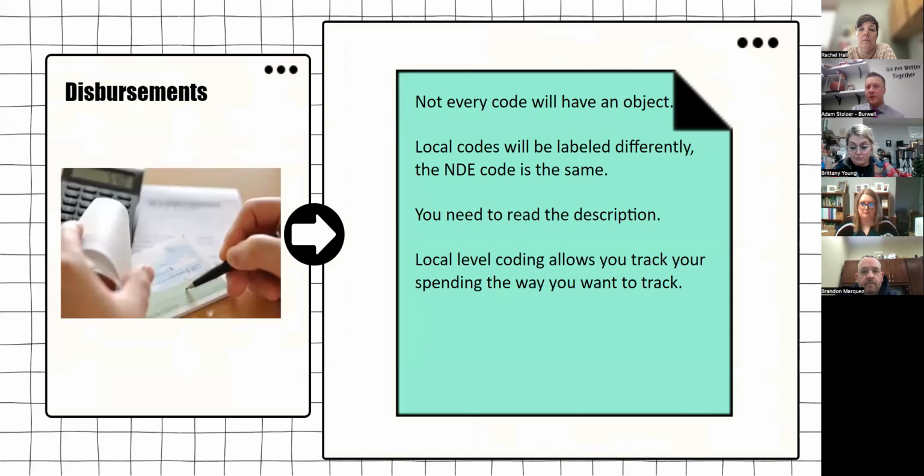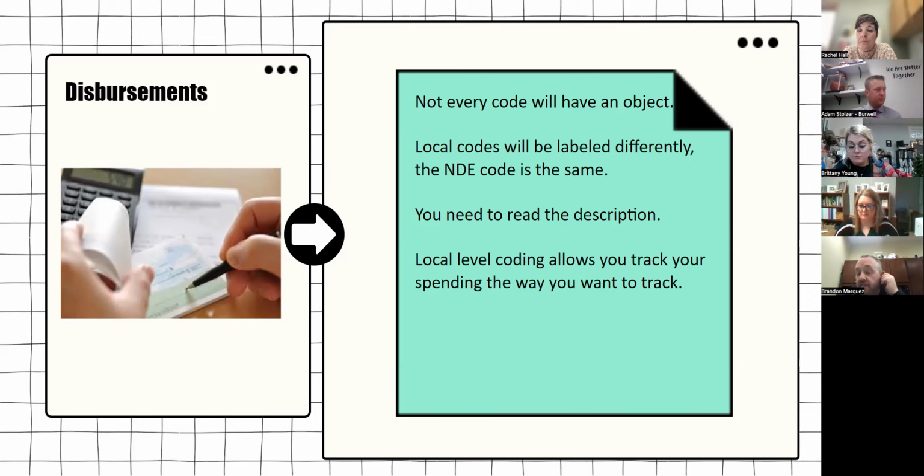And then just disbursements. Again, not every code will have an object. Local codes will be labeled differently, while the ND code is the same. I think a big thing too, talking to my bookkeeper, is make sure that you read the description of what those object codes are, because sometimes you think it's one, but it's really another one. So really dive into what that object is. And the local level, as we've talked about, just allows you to track the spending the way that you want to track it.